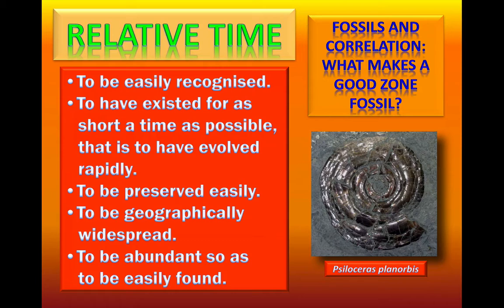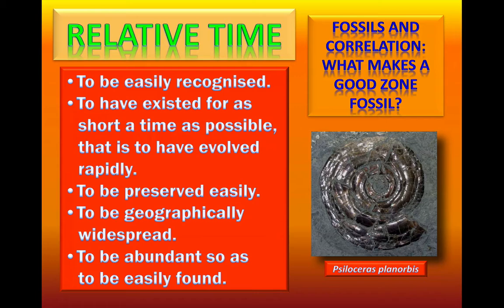Anyway, for a fossil to be useful as a zone fossil, it needs to be easily recognised. We've got to be able to identify it. It needs to have existed for as short a period of time as possible. We want these things to evolve rapidly and then become extinct fairly rapidly. The shorter that time period, the more accurately we can define the time at which a rock that we find it in must have been deposited.